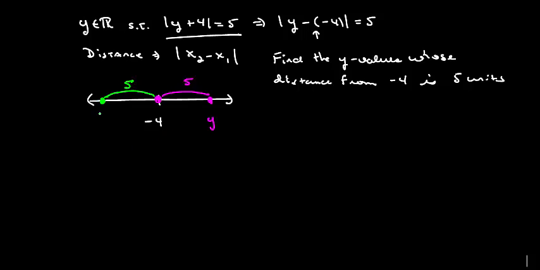These are distances, so they're positive. So there's two different y's that we're looking for. Well, let's talk about this purple y. If I add 5 to -4, I get 1.